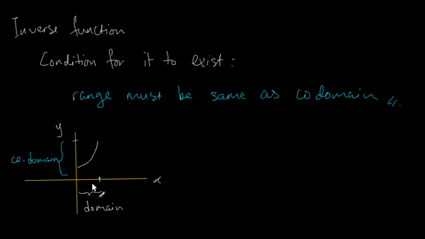Now, if I want to find the inverse function of this function, remember what I can do graphically. I can simply exchange the x and y, and that means flipping this graph about this diagonal line. So the domain comes down here, and the codomain comes down here, and the domain goes up there. So to get the inverse function, this is what we do.